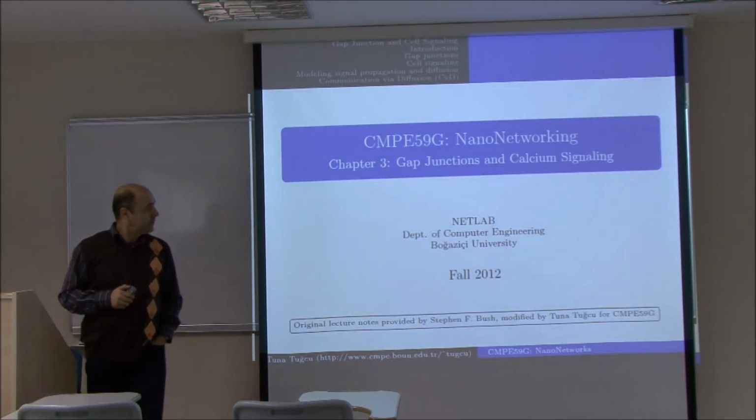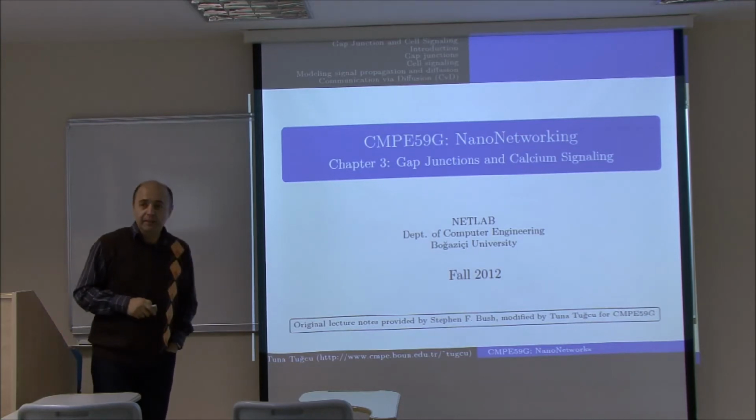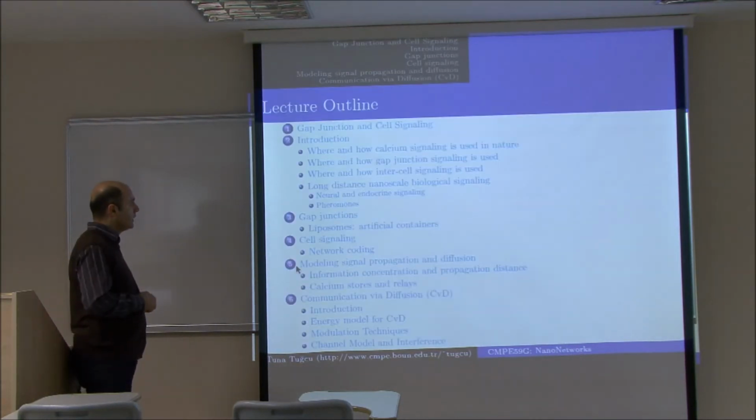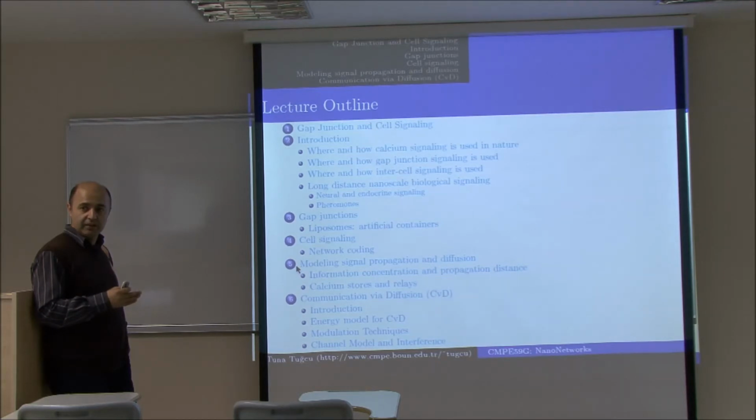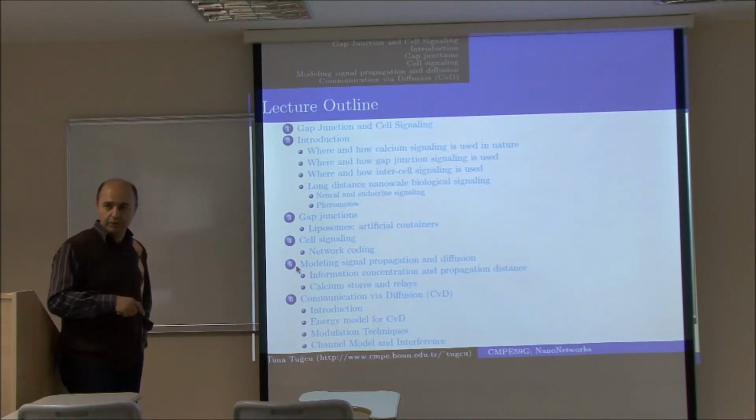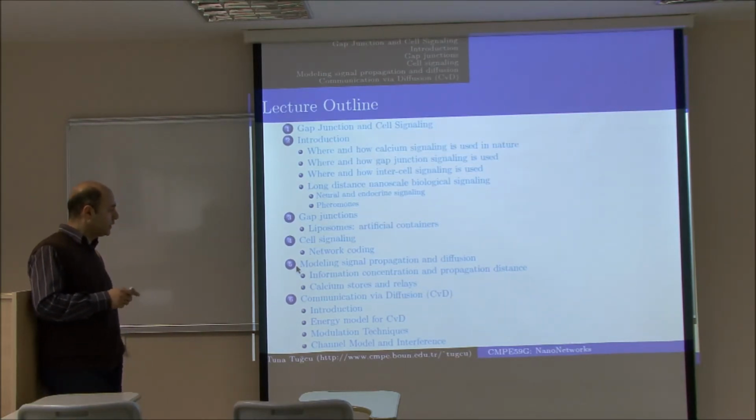So here we go with chapter 3 on gap junctions and calcium signaling, a different type of communication, this time between the cells. What we did in the previous chapter was inside the cell. The use of flagellar motors enables us to carry the information at longer distances between the cells. The mechanism it uses is the molecular motor. That's why it was covered in chapter 2. But here we're focusing on a method of communication among the cells.